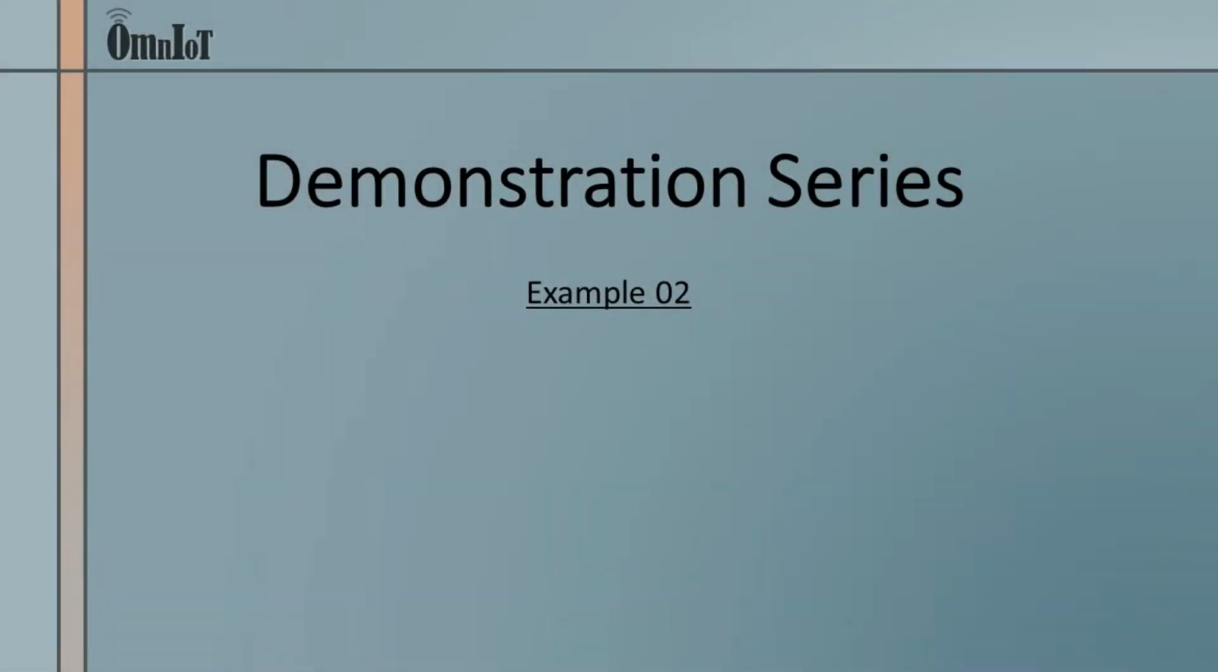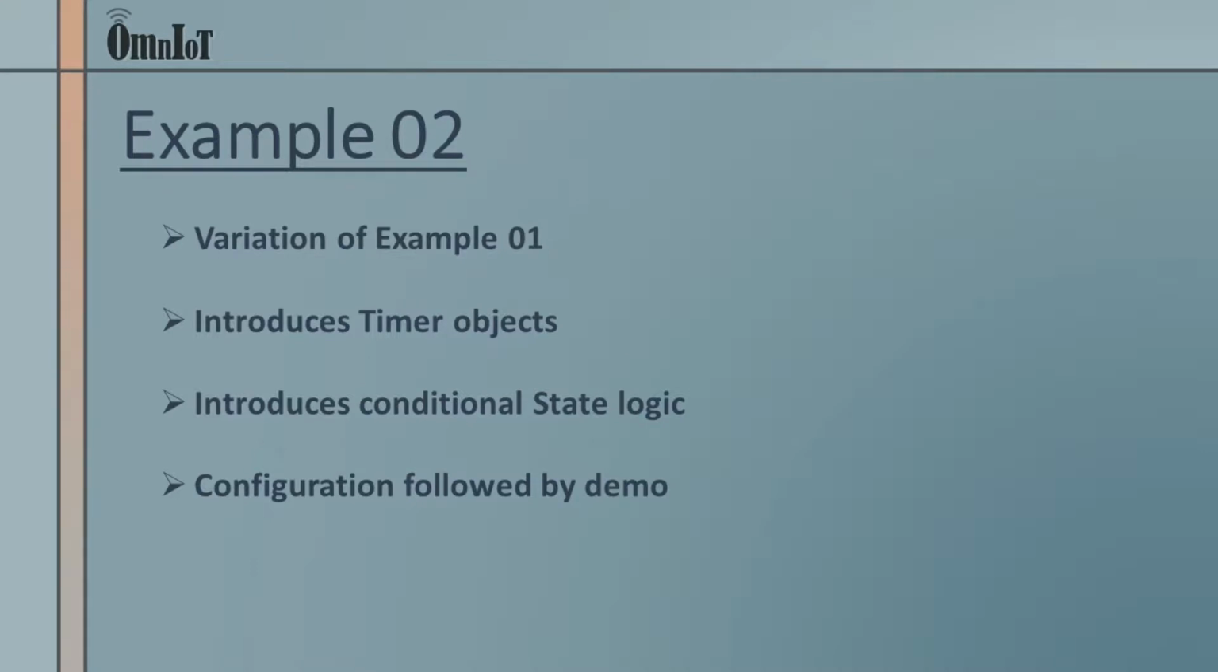Hello, this is the second demonstration video in the OmniYacht Soft Hub Platform demonstration series. In this scenario, we'll present a slight variation on the demonstration presented in example 1. We'll introduce the use of timer objects as well as illustrate how state logic can be used to conditionally control the execution of Soft Hub rule objects.